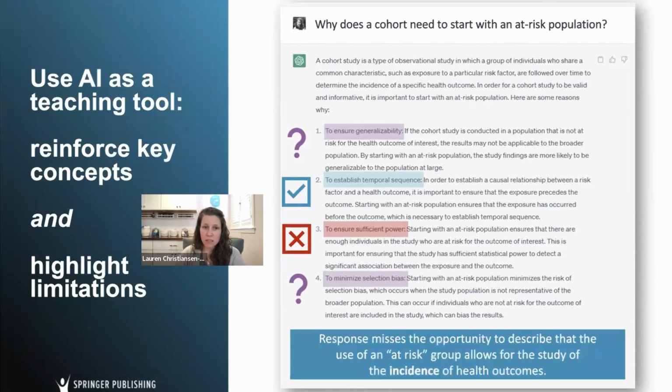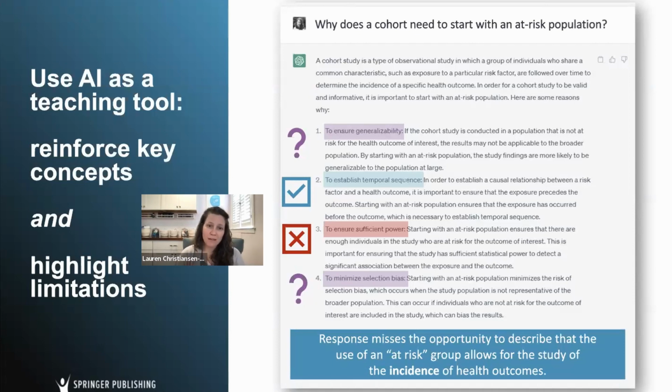One of the things that I think is useful to see here is that we can talk through this with students and explain to them why some of these things may be suspect, that issues of generalizability and selection bias are tangential to this issue of starting with an at-risk population, but not central to the question, and that it really doesn't have anything to do with power or statistical inference. And so we can go into some conversations with students to help them understand that while there is some correct information here, there are some other things that aren't quite right mixed in.